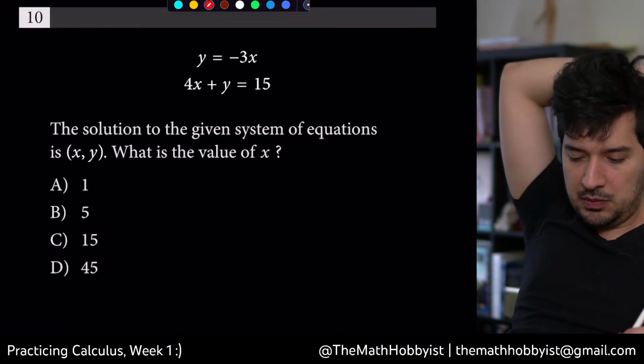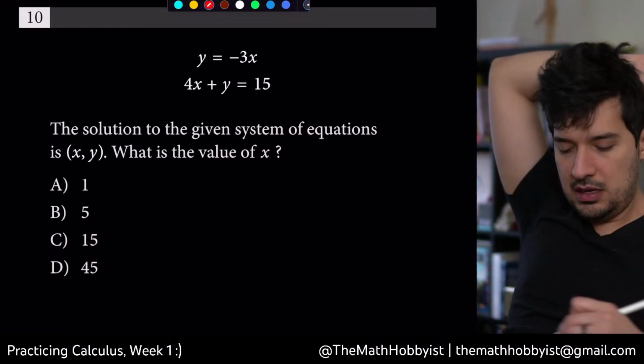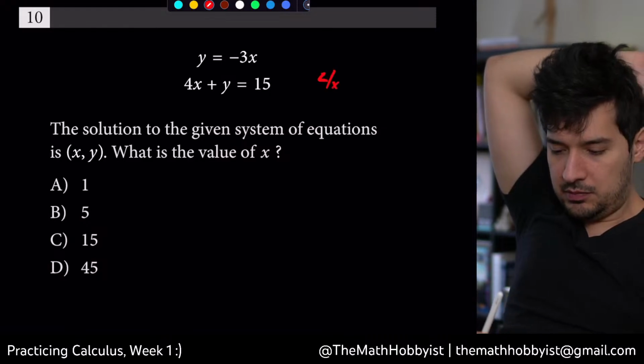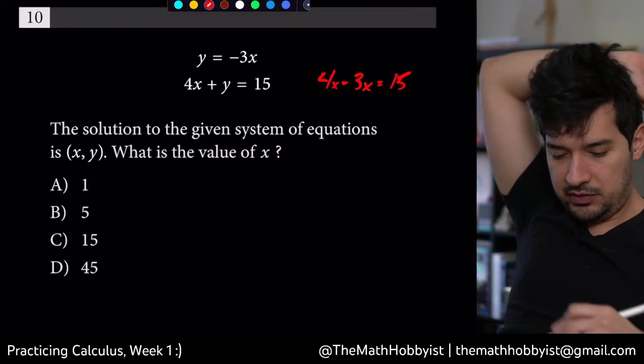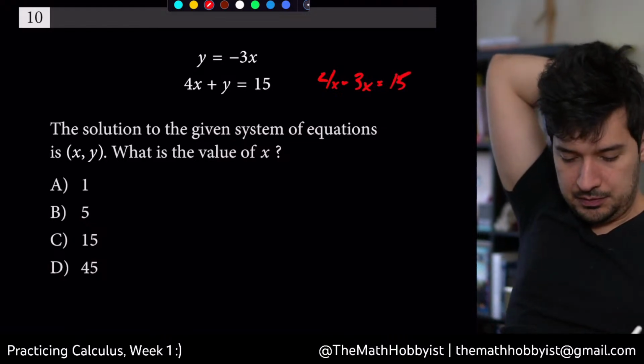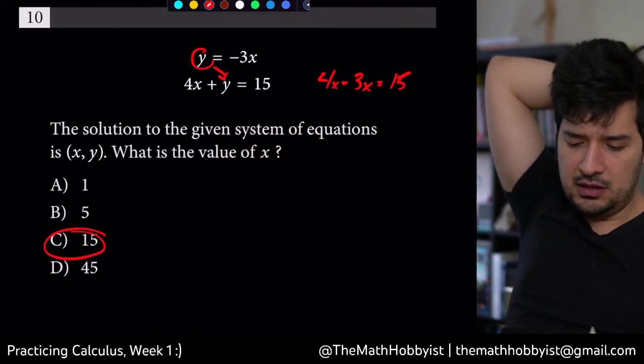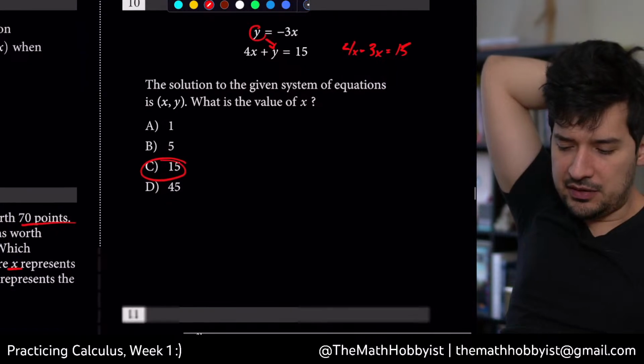Solution is x, y. What is the value of x? All right, we can substitute 4x minus 3x equals 15. So x is 15. So I took that y and I substituted the value, negative 3x, for the other y.